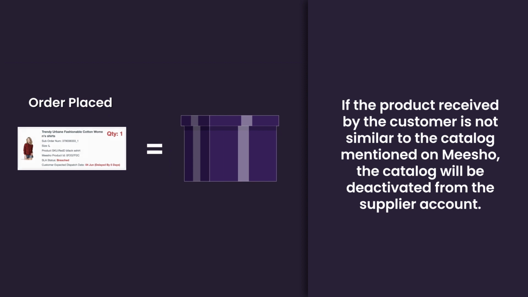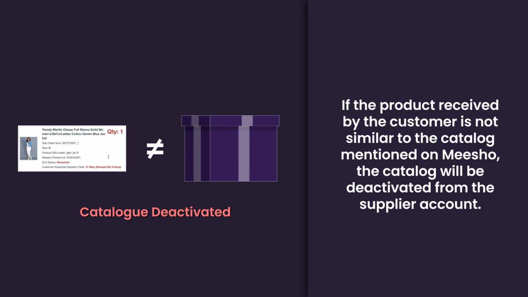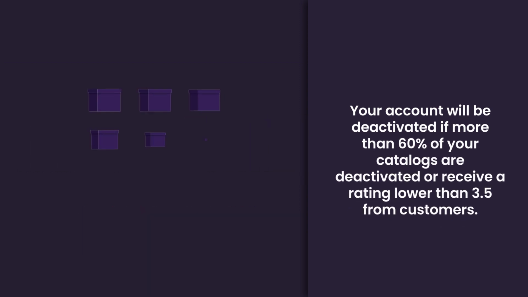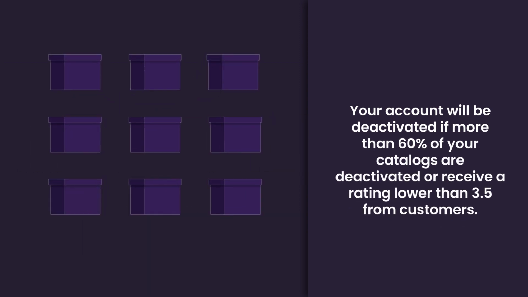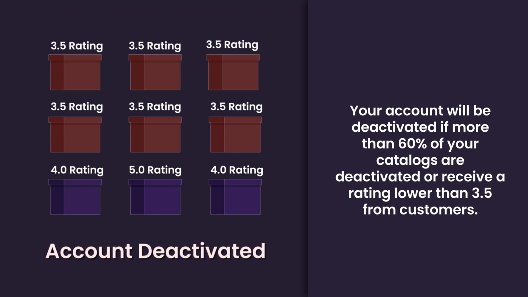Also note, if the product received by the customer is not similar to the catalog mentioned on Meesho, then the same catalog will be deactivated from the supplier account. And if more than 60% of your catalog are deactivated or receive a rating lower than 3.5 from the customers, then your account will be deactivated. So make sure that you pack and ship the right products to your customers.